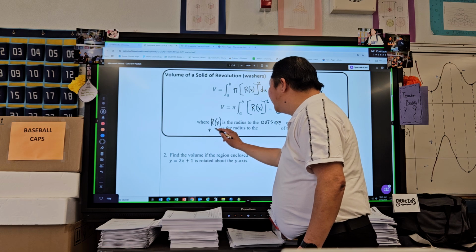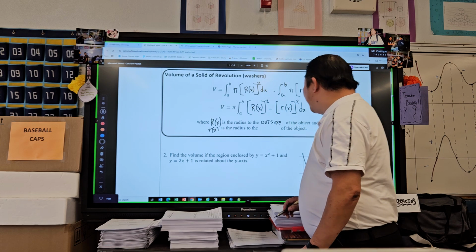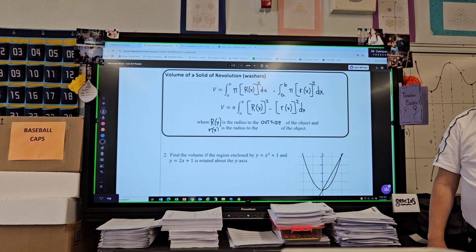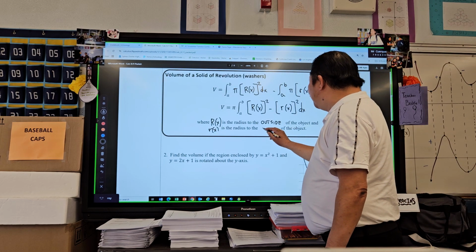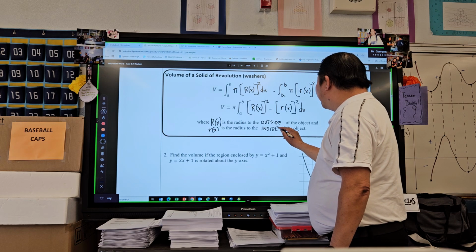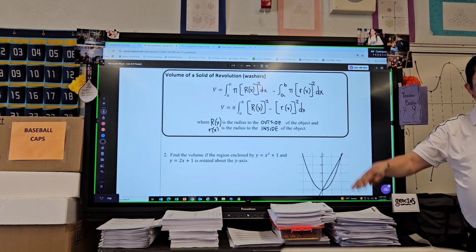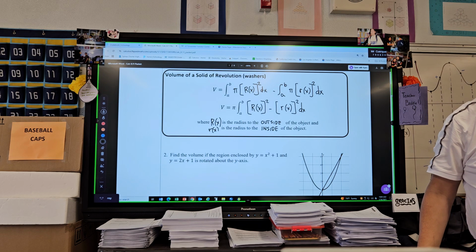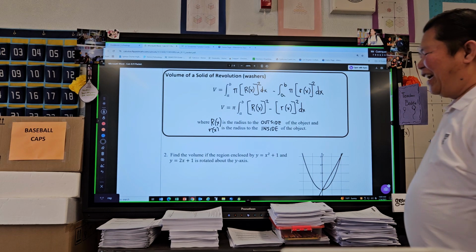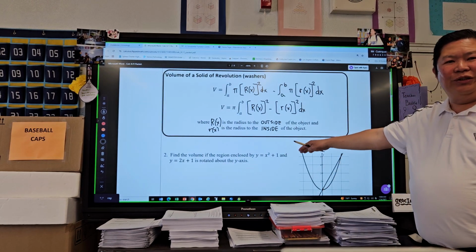And the small letter r of x is the radius to the inside, okay? Inside of the object. So whatever's the inside is the small r. Whatever's the outside is the capital letter R, the big R. The small r and the big R. Okay, shall we move on now to number 2?